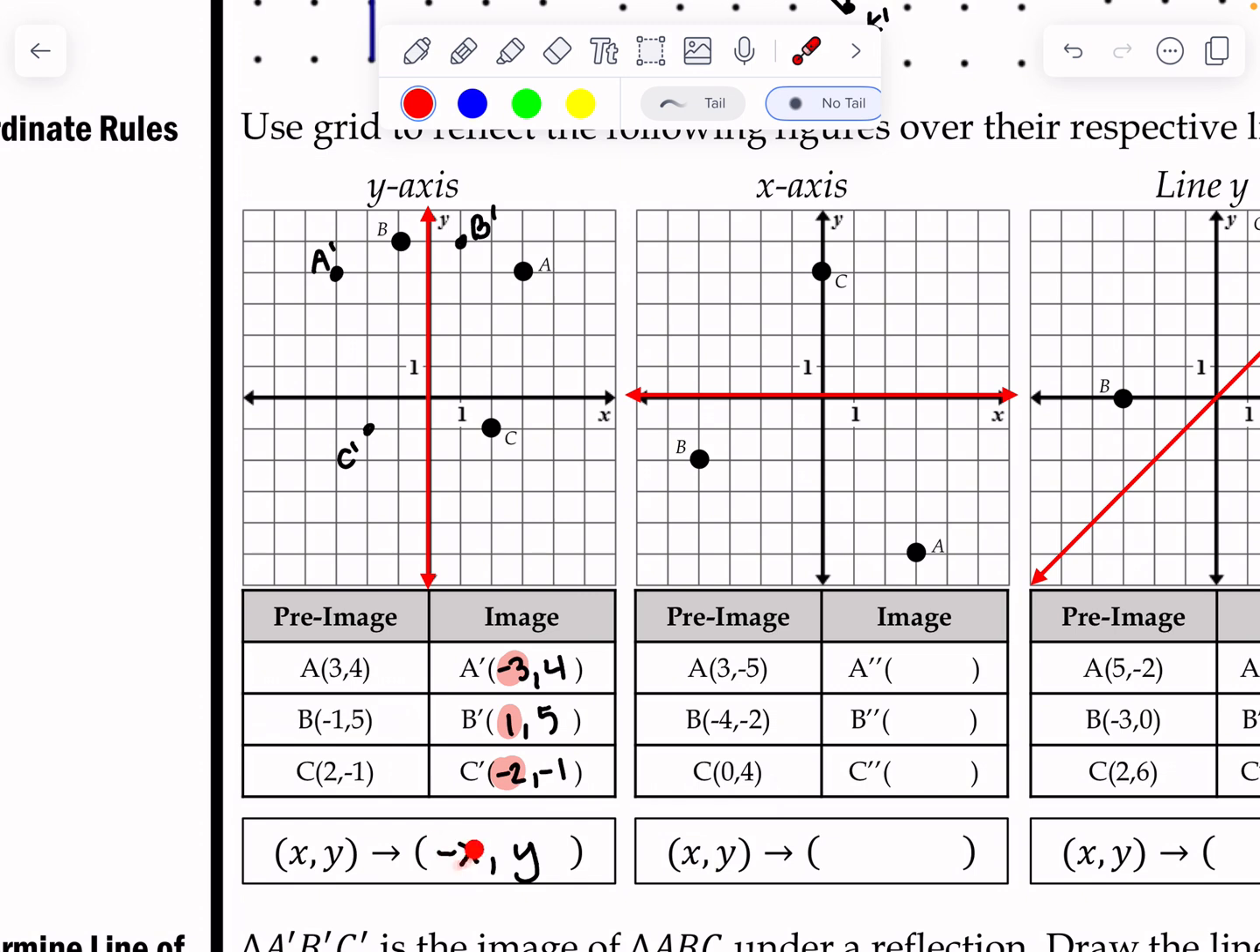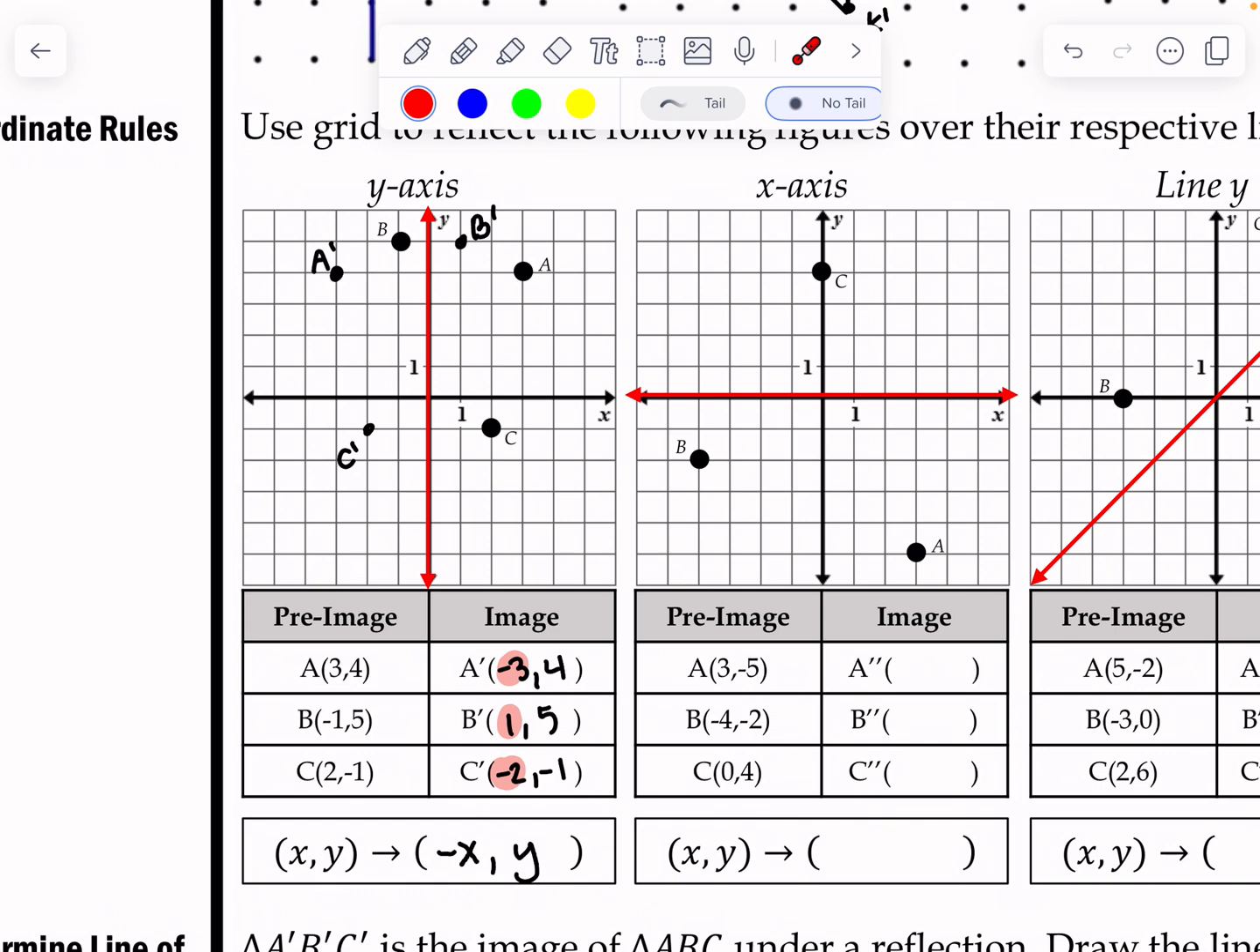What this means, or what this doesn't mean, this doesn't mean make all the X's negative, right? This X is not negative. This negative in front just means make it the opposite. So to summarize this rule, when we reflect along the Y-axis, you change the other variable, X. So reflect from the Y-axis, you change the X variable.